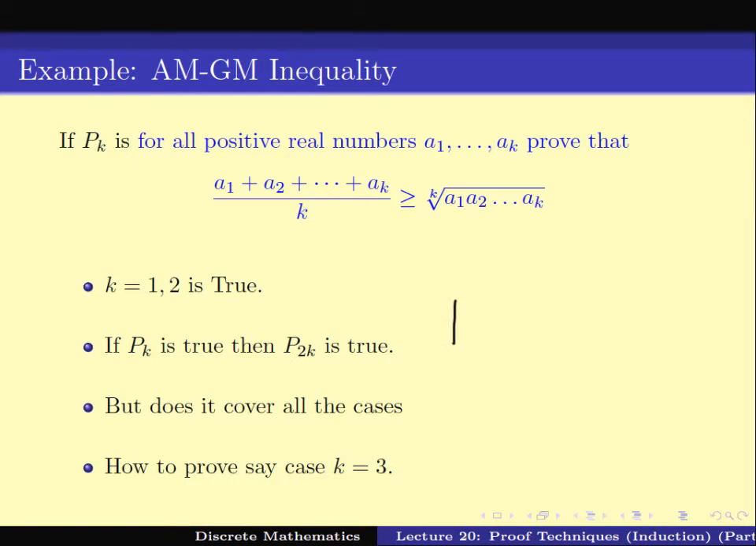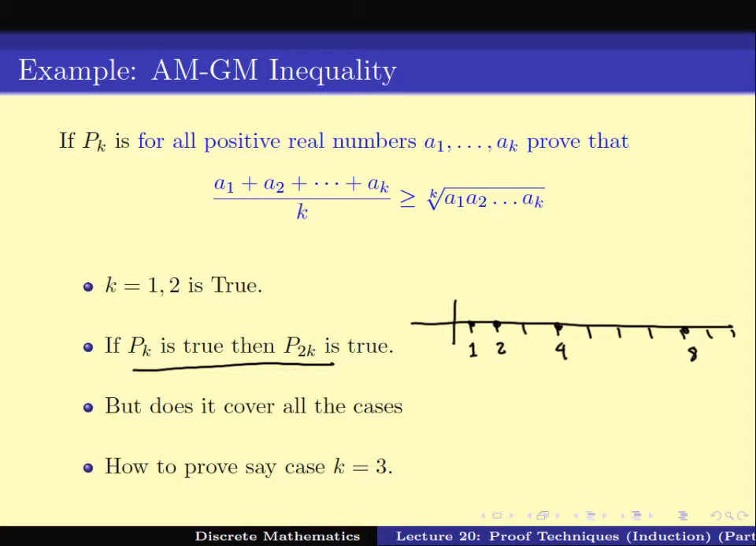So let's go back to our real line. k equals 1, I know how to prove. k equals 2, I know how to prove. Now let's see which all cases I know how to prove. Since I know 2, I know 4 because of k and 2k. Since I know 4, I know 8. Since I know 8, I will know 16 and so on. But still I don't know how to prove k equals 3. So this is some progress.